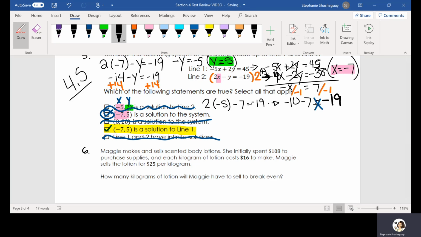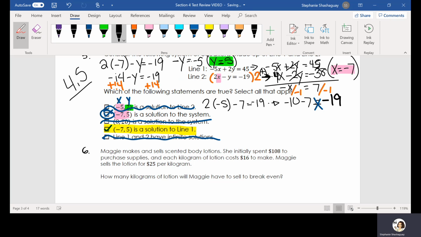And that's just because the -7, 5 was a solution for both systems together. So that means it is also a solution for line 1 on its own. If you plugged the -7, 5 into line 1, that would definitely be a solution because that's the point where line 1 and line 2 intersect. Okay, so we're going to start working on question 6 now.